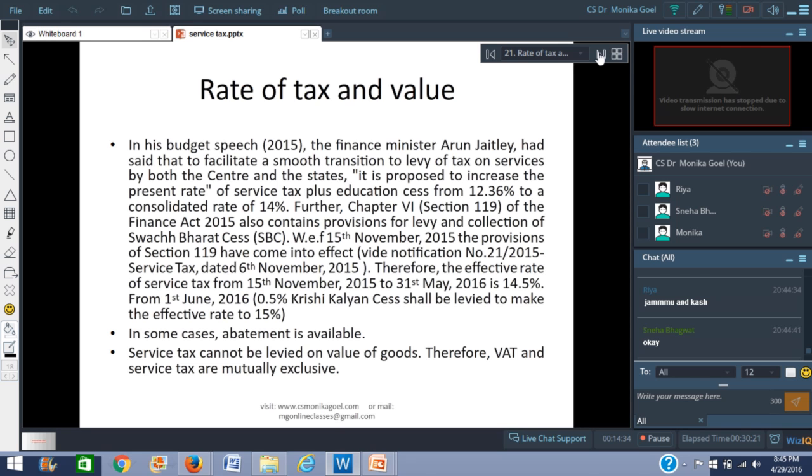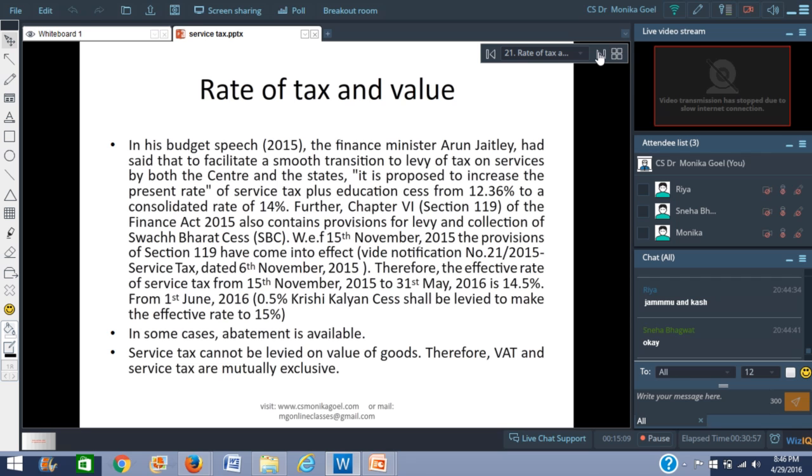Thereafter, there was another section 119 in the Finance Act of 2015, which contained the provisions for levy and collection of Swachh Bharat cess. So, with effect from 15th of November 2015, this section 119 of the Finance Act 2015 came into effect, and now the effective rate of service tax is 14.5%. From 15th of November, the effective rate of service tax is 14.5%.